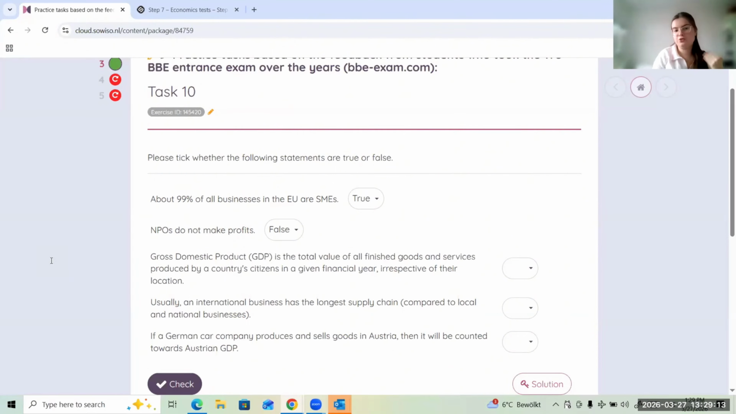Then, gross domestic product, so GDP, is the total value of all finished goods and services produced by a country's citizens in the given financial year, irrespective of their location. So first of all, this kind of starts nicely. This kind of is true, but then you have the country's citizens and irrespective of location, and GDP is tied directly to the location. So whatever is produced in Austria, no matter where the person is from originally, will go towards Austrian GDP. So because of this last statement especially, this is for sure false.